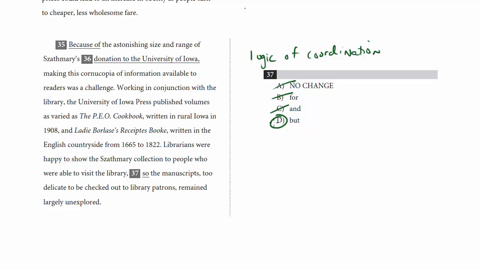Librarians were happy to show the Subordinary collection to people who were able to visit the library, but the manuscripts, too delicate to be checked out to library patrons, remained largely unexplored. So here we need that word of contrast to show that even though people saw them in the library, they weren't being checked out and thus were left largely unexplored. And that but gives us the contrast, so we go with choice D.